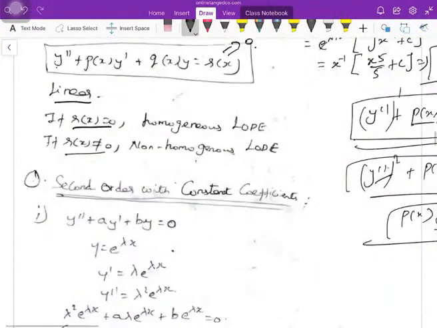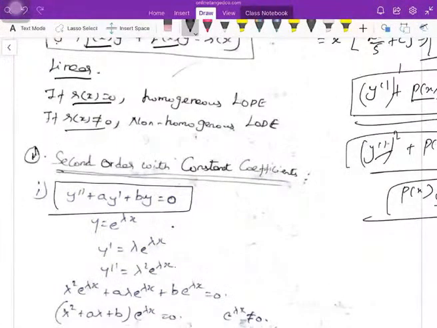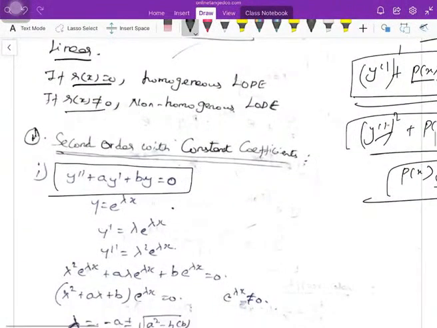Now let us move on to the first method. Here, p of x and q of x are functions of x. Instead of functions of x, if they are constant coefficients, which is majorly your syllabus, it is y double dash plus a y dash plus b y is equal to 0. If you have a form like this, this is your second order differential equation.